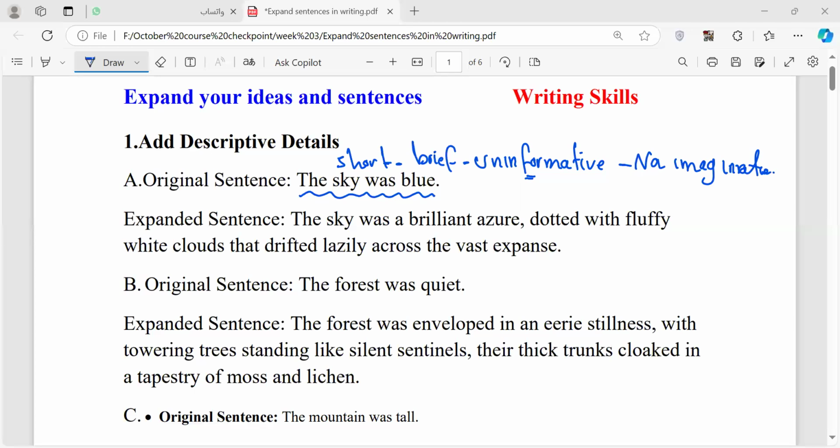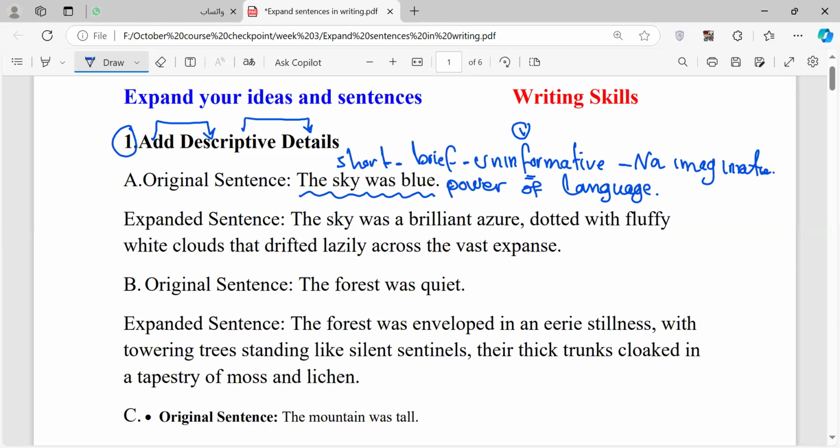Here, again, this is the sentence I was explaining: the sky was blue, and we said that this is logic. All of us know that the sky is blue. Where is imagination? Where is information? Where is the description? Where is the power of language? The first technique is to add descriptive detail.